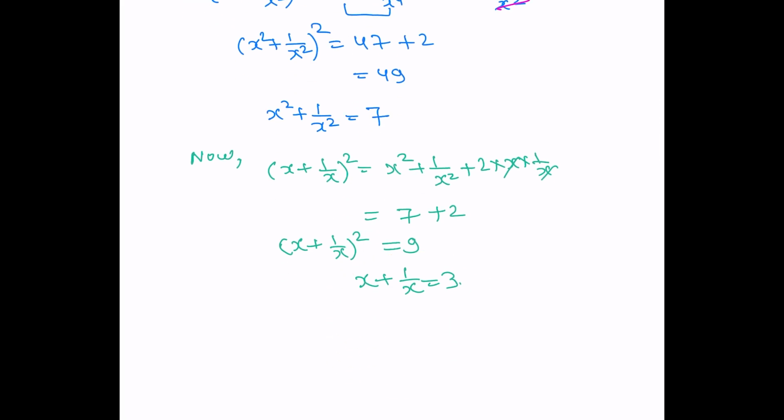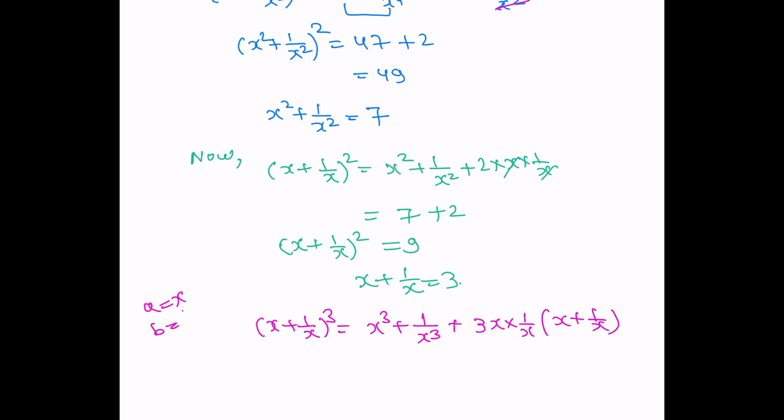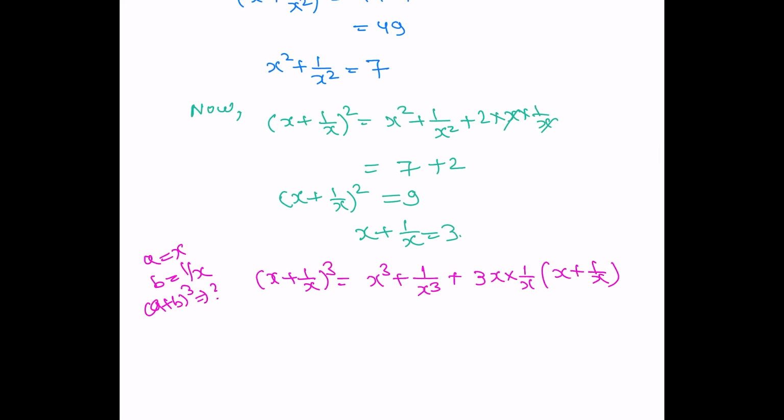Now here I can use the formula of (x + 1/x) whole cube is equal to a cube plus b cube plus 3ab(a + b). So in place of a you can assume x, in place of b you can assume 1/x, and here the (a + b) whole cube formula is used. So here we can write (x + 1/x) whole cube means 3 raised to power 3. This one is x cube plus 1/x cube, x and 1/x cancel out, this is 3, x plus 1/x is 3.